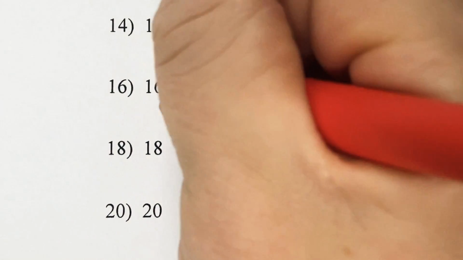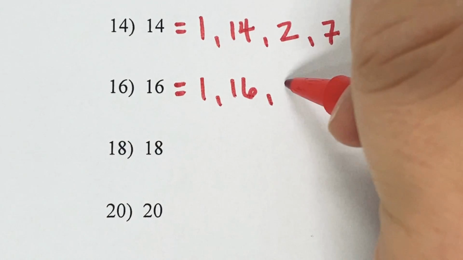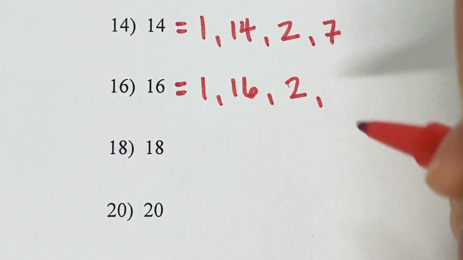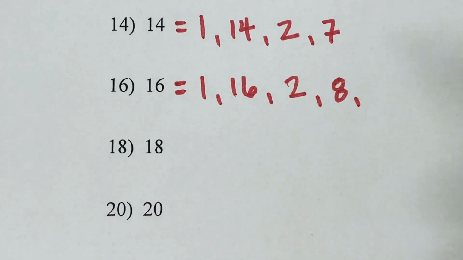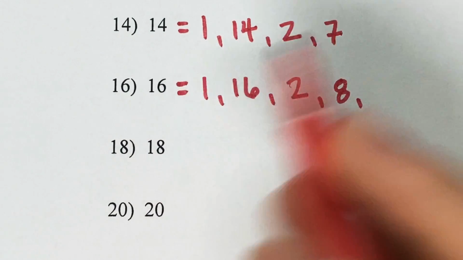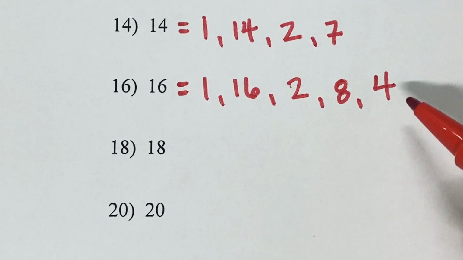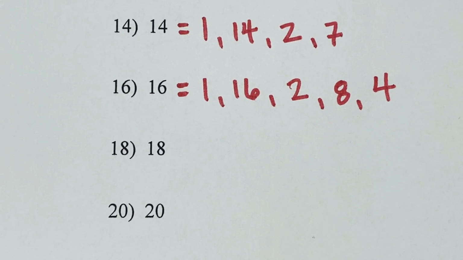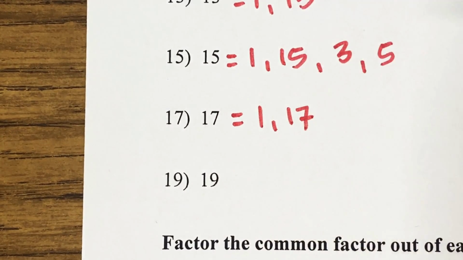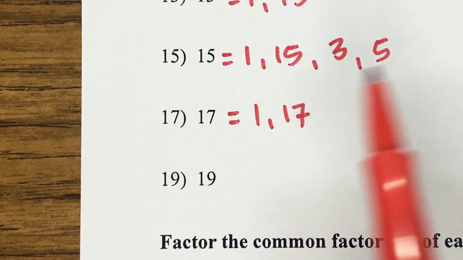16. 1 and 16. Okay, it's even. 2 times what gives me 16? 2 times 8. Okay, 3, no. 4, yes. Okay, what do we need to multiply by 4 to give 16? It's just itself, right? Okay, so now we're done. Okay, 17. 1 and 17. Can you think of any other factors of 17? Nope. So we are done.